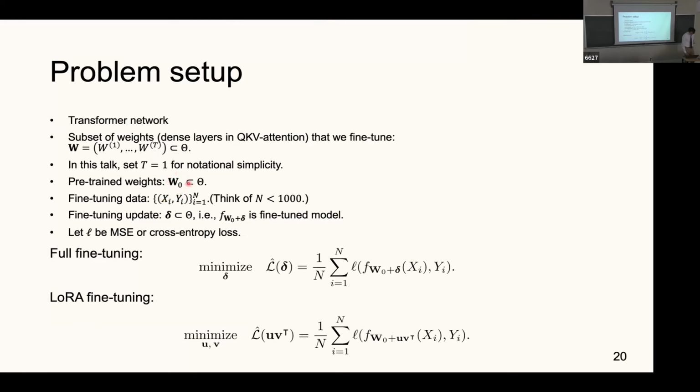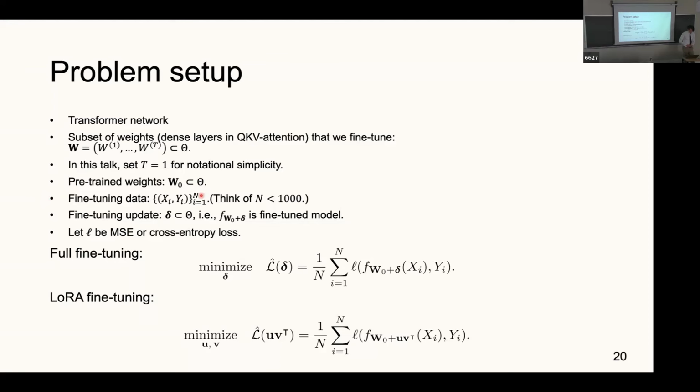So there's going to be a pre-trained weight, W0. We're going to use fine-tuning data to do fine-tuning. Depending on the context, fine-tuning data can actually be quite small. It's not unusual to take a pre-trained large language model and fine-tune it on, let's say, 1,000 data points, because sometimes fine-tuning is a matter of personalization. Maybe there's some text that you wrote yourself, and you want to customize the language model to your particular behavior, in which case the data set will be very small. So think of n, the number of fine-tuning data points, as something less than 1,000.